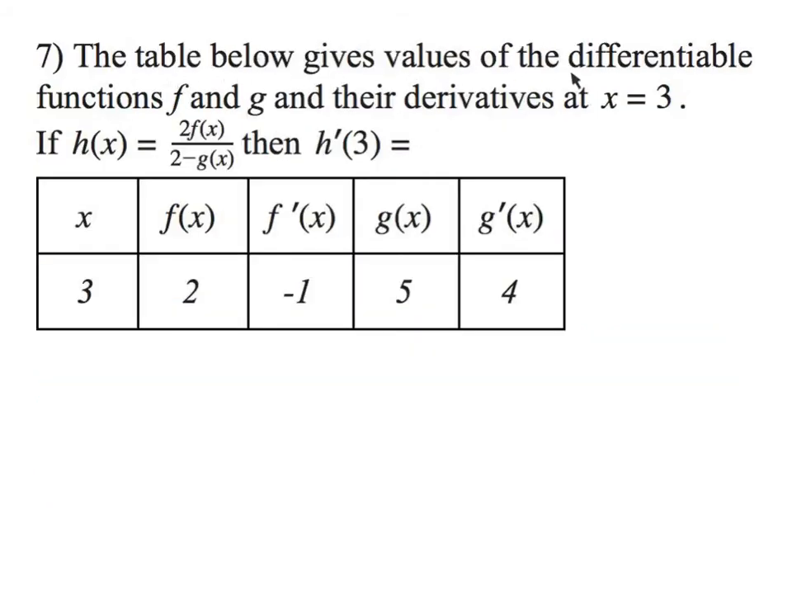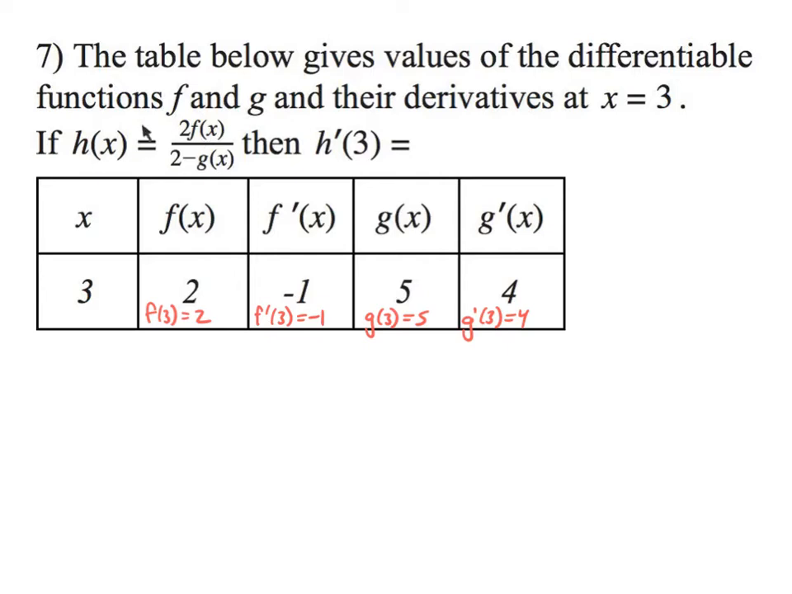The table below gives the values of the differentiable functions f and g and their derivatives at x equals 3. If h equals this, then what's h prime of 3? So this table, we talked about it in a previous problem, but let me describe what this table is basically saying. It's saying put 3 into each x here. So let me write that out. This is saying f of 3 equals 2. This is saying f prime of 3 equals negative 1. This is saying g of 3 is equal to 5, and this is saying g prime of 3 is equal to 4. That's what it's saying. So the table can be tricky until you get used to it.